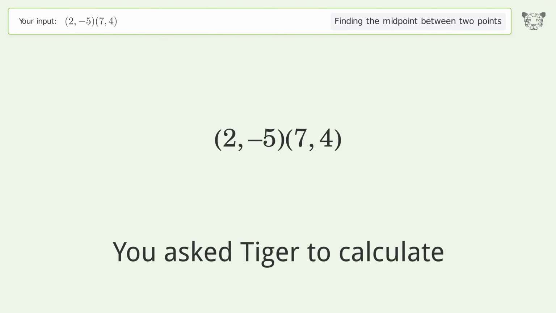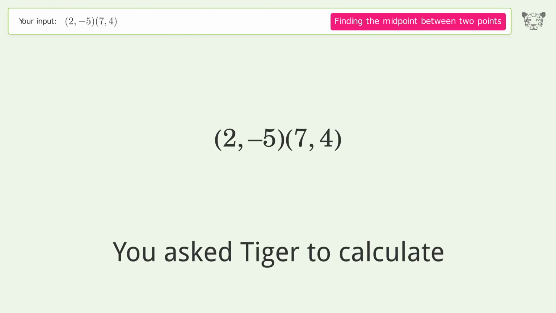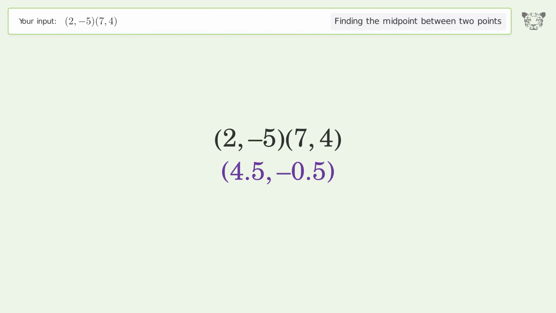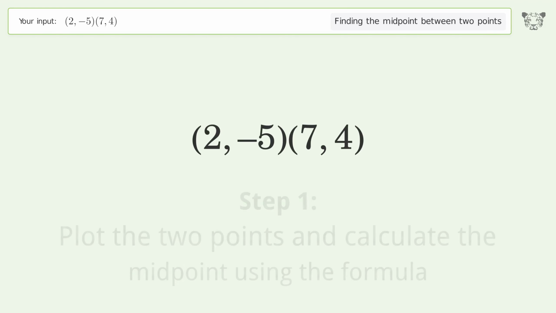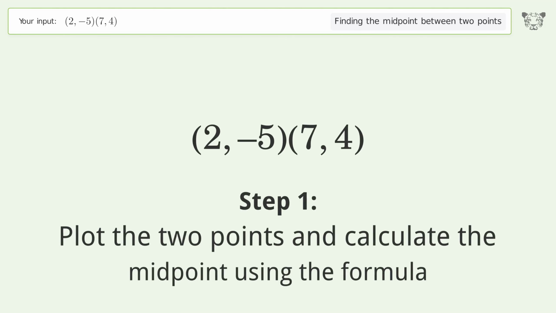You ask Tiger to calculate. This deals with finding the midpoint between 2 points. The midpoint between the 2 points is 4.5, negative 0.5. Let's solve it step by step. Plot the 2 points and calculate the midpoint using the formula.